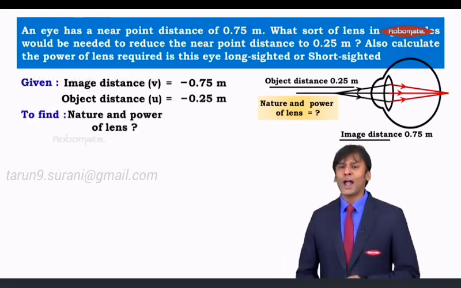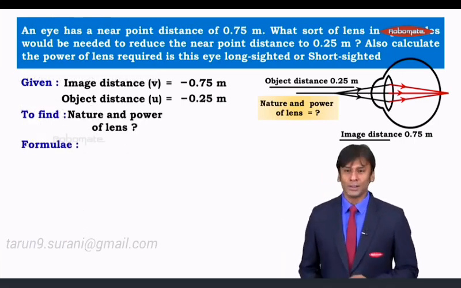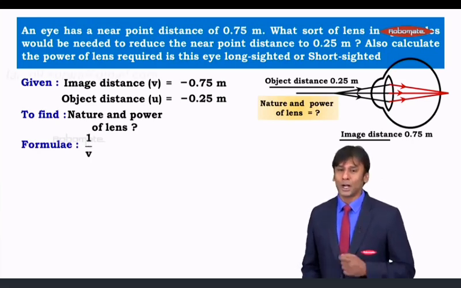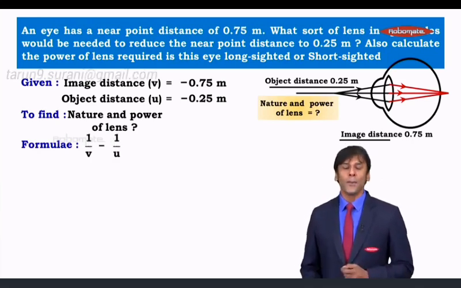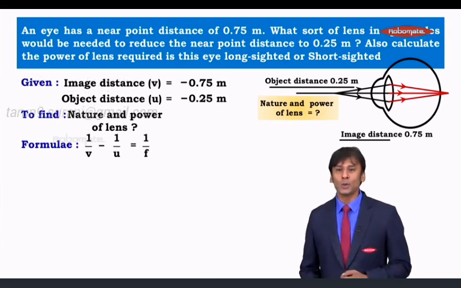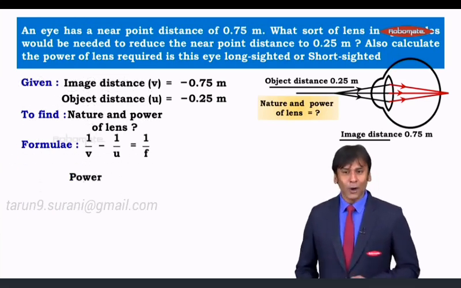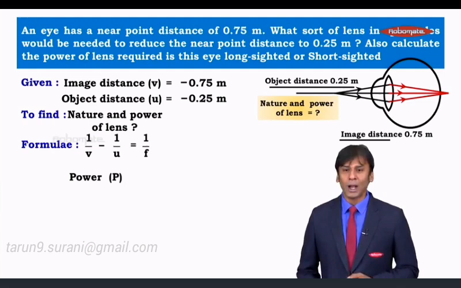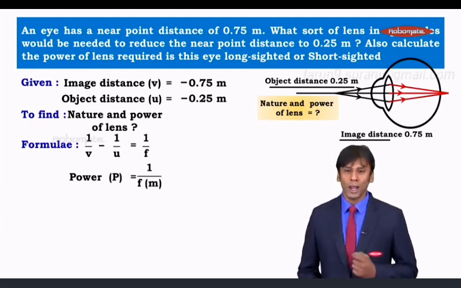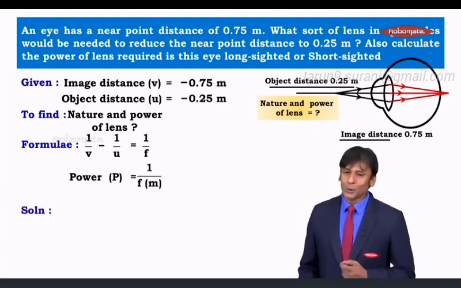Now what are you supposed to find? You have to find the nature and power of lens. To find nature and power, let's start with the formula. The first formula is 1 upon v minus 1 upon u is equal to 1 upon f. And the second formula is the formula of power, and power is equal to 1 upon f, that is the focal length. Now let's go to the solution.